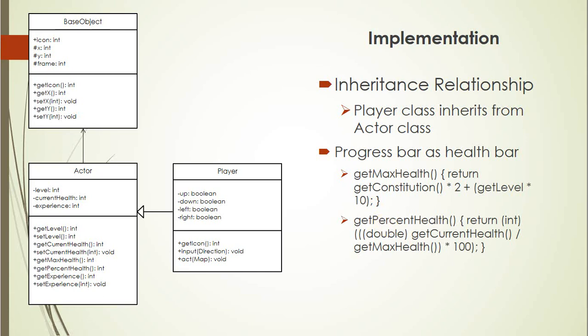So to visually display the health, this changes the health bar. A progress bar was used to reflect these changes in the player's health. And the get percent health function was called in the progress bar's set progress method to adjust the progress and accurately reflect the health that the player has.